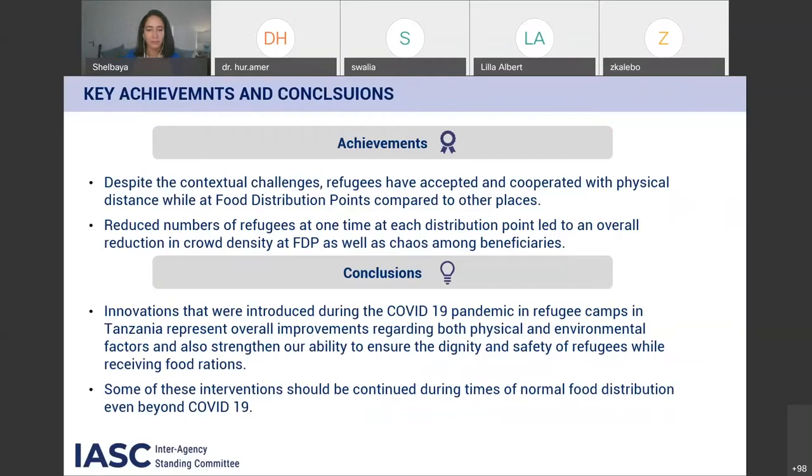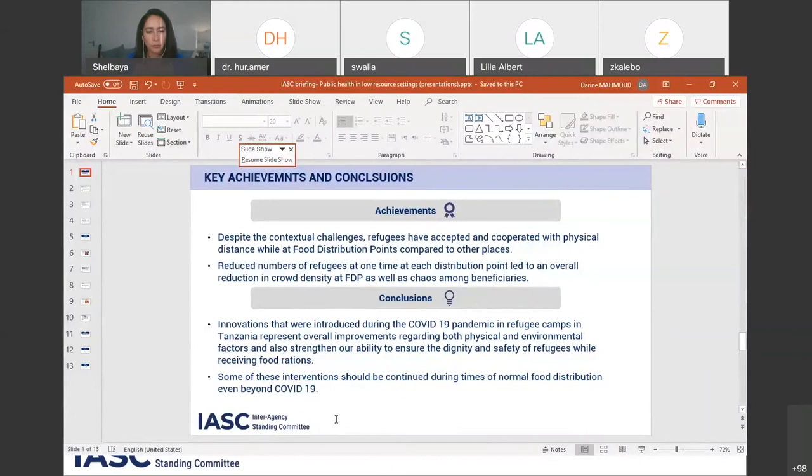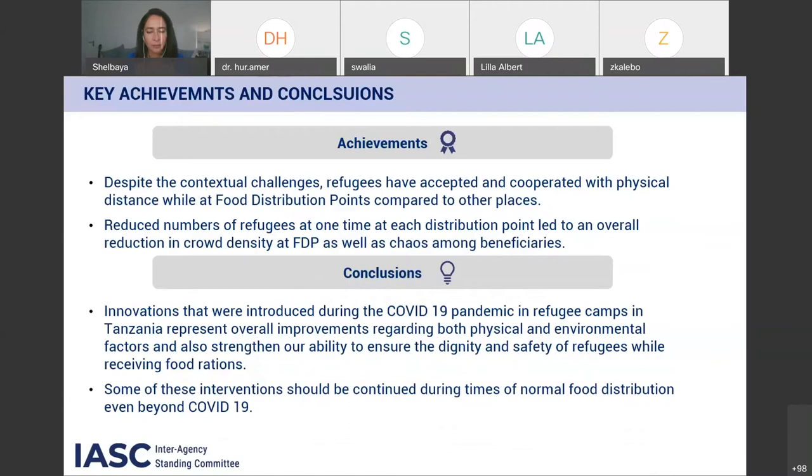Conclusion. Yeah, the innovations that were introduced during the COVID-19 pandemic in refugee camps in Tanzania for sure represent overall improvements regarding both physical and environmental factors, and also strengthen our ability to ensure the dignity and safety of refugees while receiving their food. Another aspect is that some of these interventions, for sure, have been recommended by the beneficiaries and even by other stakeholders.